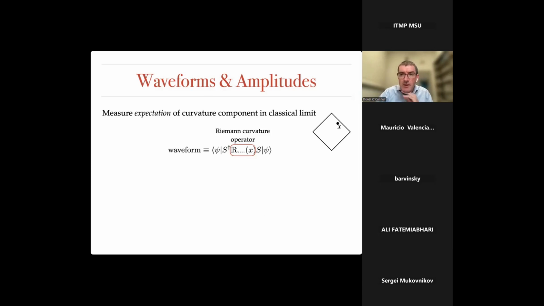Now, since I want to use scattering amplitudes to describe gravitational waveforms, I first of all have to express gravitational waveforms in some sort of quantum field theoretic language. And the way I do that is by thinking of the measurement as being a measurement of an expectation value of an operator. The operator is the Riemann curvature operator. So this R here is just that Riemann curvature operator. There are some dots here because there are indices, mu, nu, rho, and sigma.